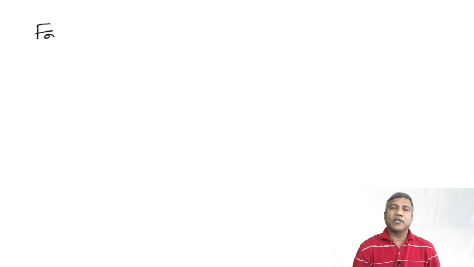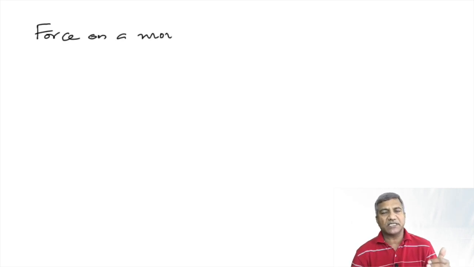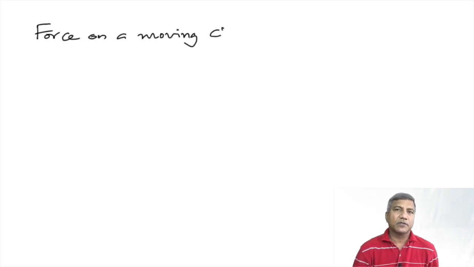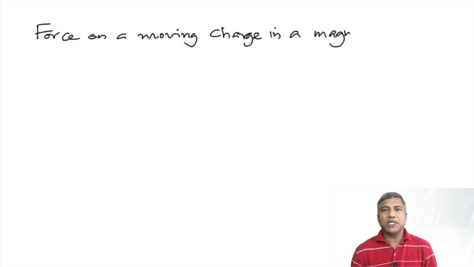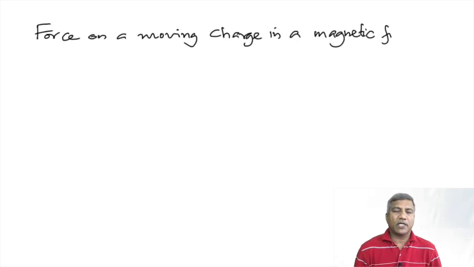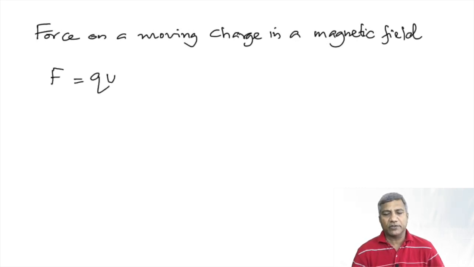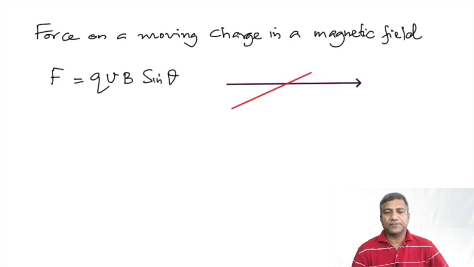And so in this case, the magnitude of the force is given by QVB sine theta. So Q is the charge of the particle, V is the velocity, B is the strength of the magnetic field, and theta, as you're going to see, is the angle between the velocity and the magnetic field. So this is the formula to find the force.